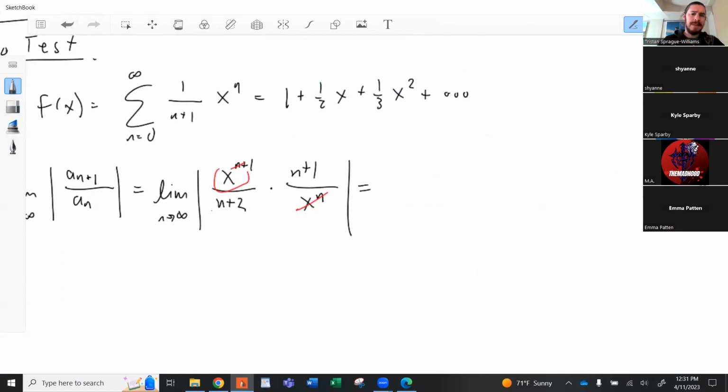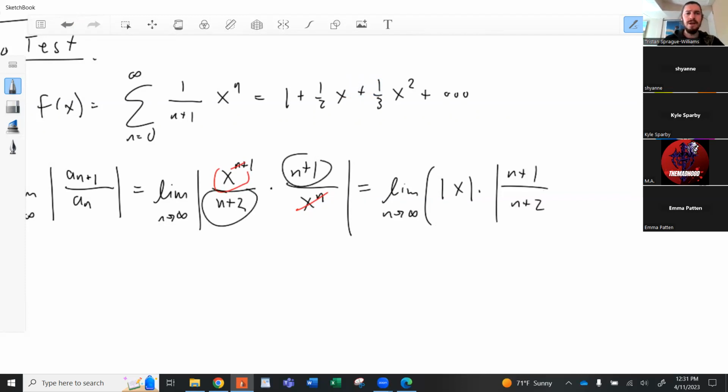Now, I'm going to separate out that x from the rest of this stuff. I have absolute values here, and I'm not going to forget about them. So we have the absolute value of x, which I'm separating on the side, and then I have the n plus 1 over n plus 2 left over.